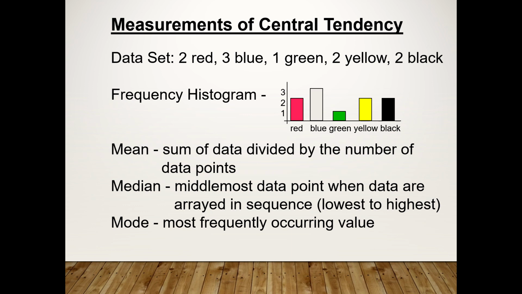Then we come to the median. The median is the middlemost data point when data points are arrayed in a sequence, from lowest to highest. And finally, the mode is the most frequently occurring value.